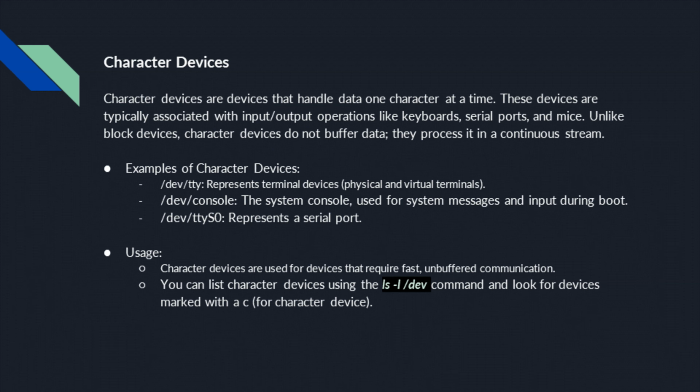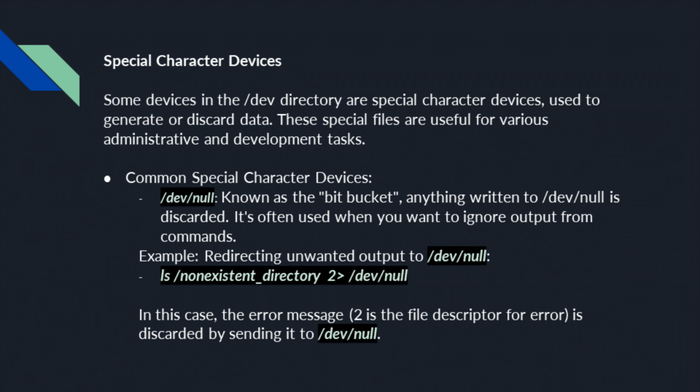/dev/tty represents terminal devices, physical and virtual terminals. /dev/console, the system console, used for system messages and input during boot. /dev/ttyS0 represents a serial port. Usage: character devices are used for devices that require fast, unbuffered communication. You can list character devices using the ls /dev command and look for devices marked with a c for character device.